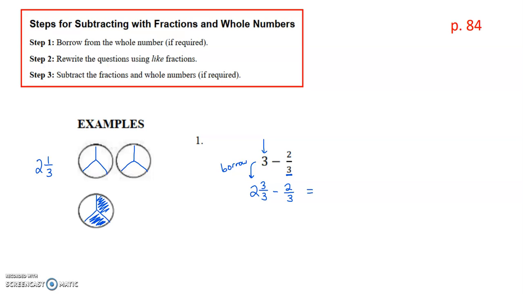So I'm going to be now subtracting. This little guy is like having a 0 in front, right? So 2 minus 0 is 2, and 3 minus 2 is 1. So the borrowing step is really important, and we're going to be borrowing from whole numbers, changing them to mixed numbers, but not changing their value, just writing them in a different way.